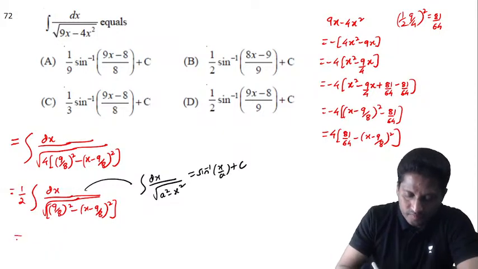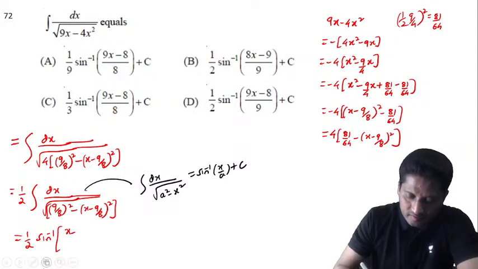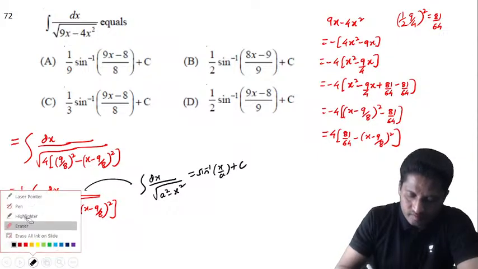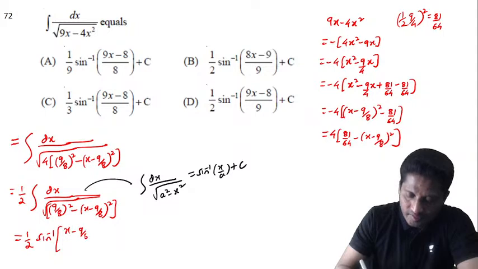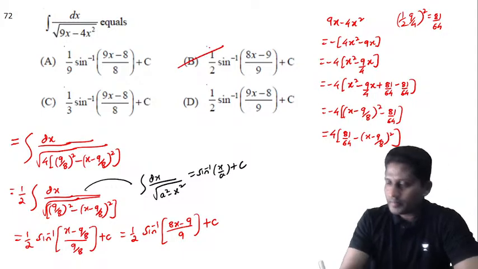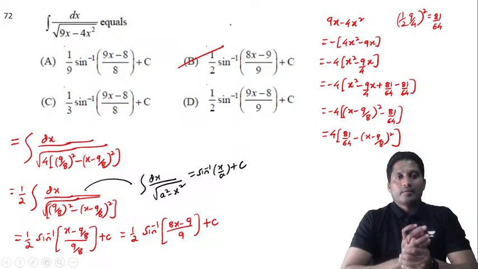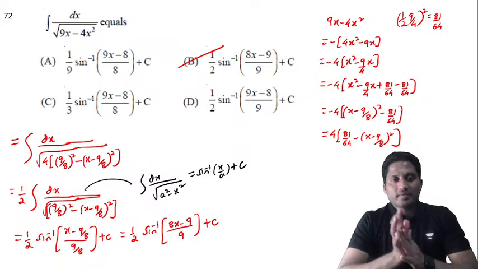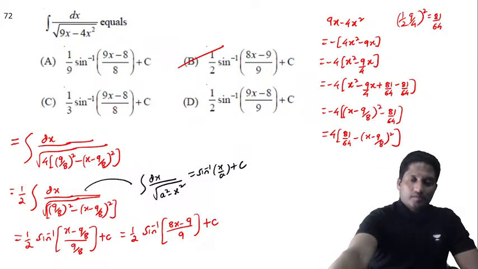So this is 1 upon 2 sine inverse of x minus 9 by 8 divided by 9 by 8, and plus c. Now this is 1 upon 2 sine inverse of, if I take LCM 8, it will get cancelled. It will be equal to 8x minus 9 divided by 9, and plus c. Answer is option B. Yes, 8x minus 9 by 9, it should be B only. Let's move to the next one.